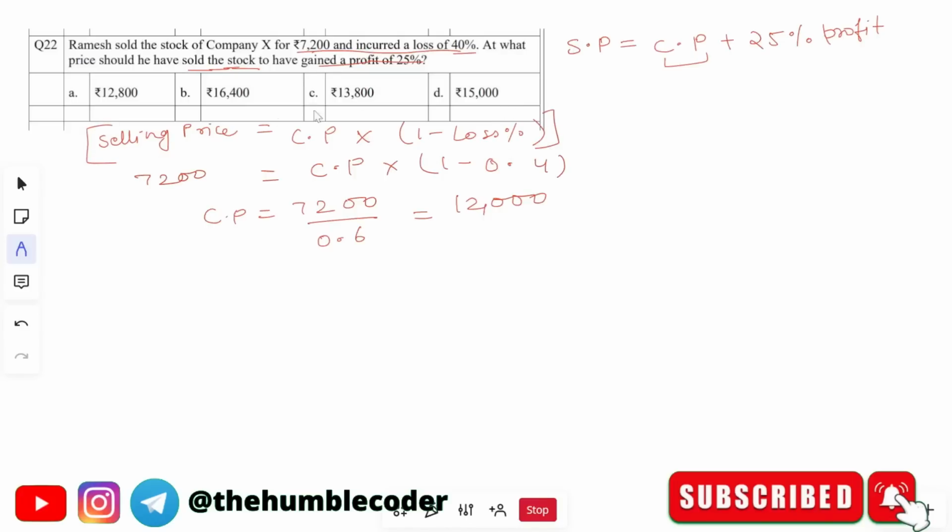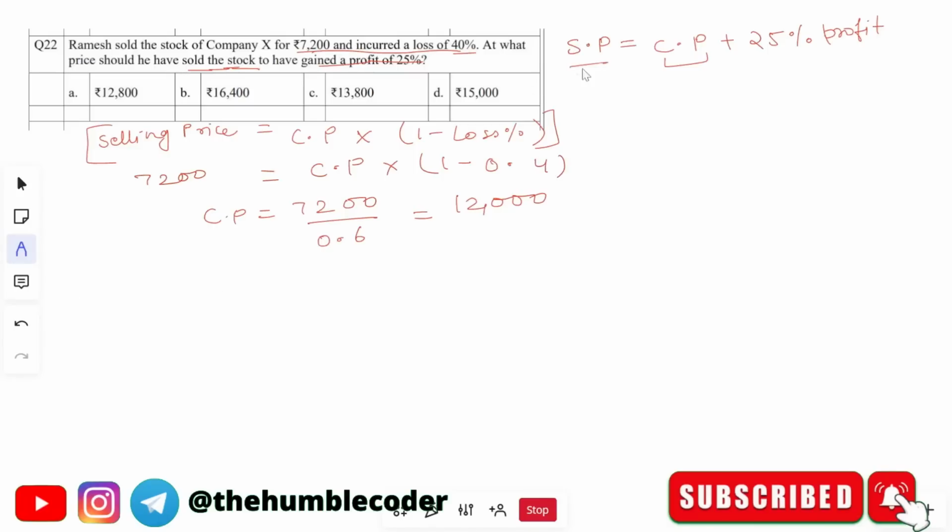Whenever we have a loss and we have to find the selling price, we calculate it in this way. That is our cost price and how much of the loss has happened. So basically, if a loss has happened, then out of the total you will deduct that loss amount. That is why we do this 1 minus loss percent, okay? Now let's move forward and find our final answer.